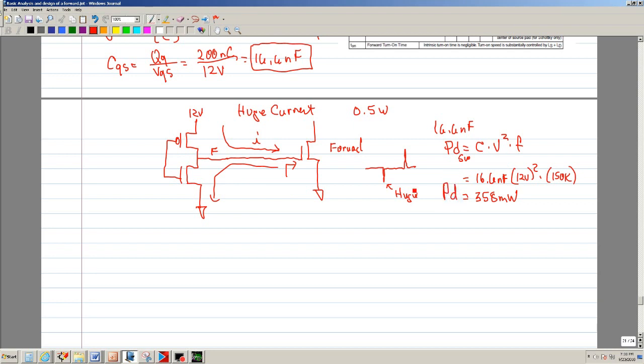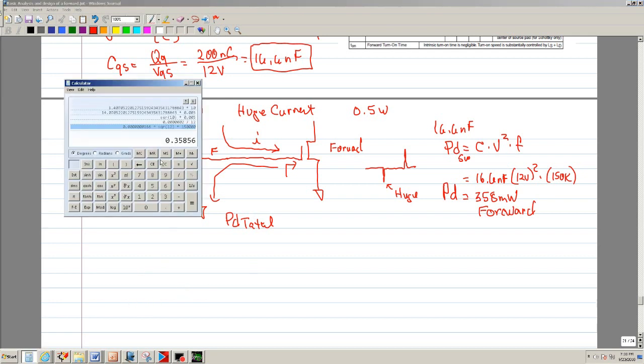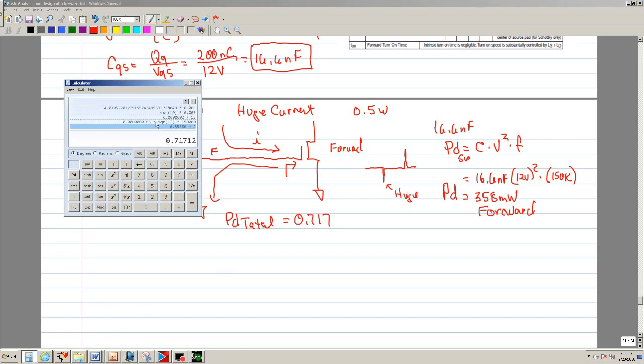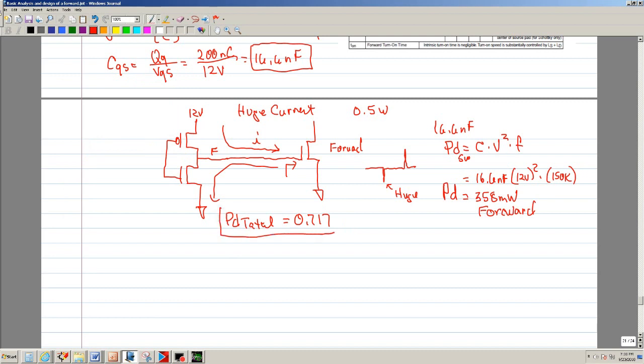So this is the power loss just running the forward: 358 milliwatts. Now you also have the same situation for the catch. So for the total, you just multiply times 2, so you're almost to a watt. This would be the power to power both the forward and the catch.